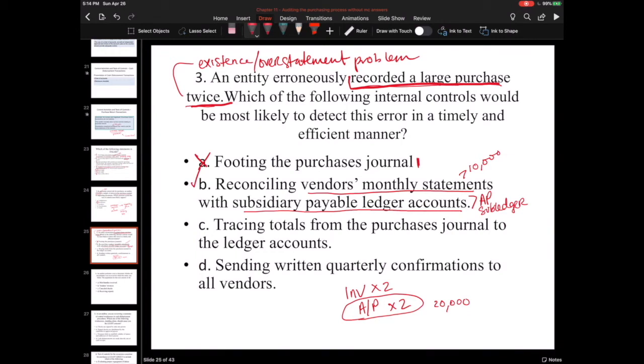All right, C is tracing totals from the purchases journal to the ledger accounts.